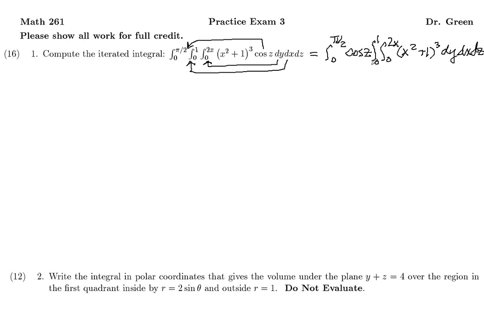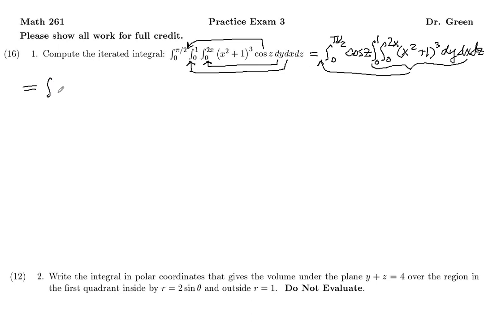Now all of this in here only depends on x and y. It's independent of z. So we can actually pull this integral outside of the z integral. So if we do that, then we've just got the z integral by itself.